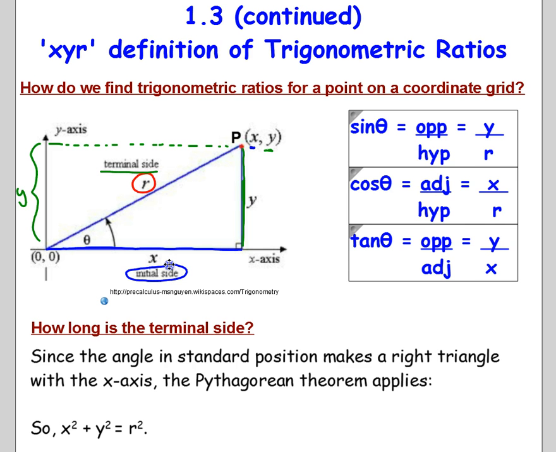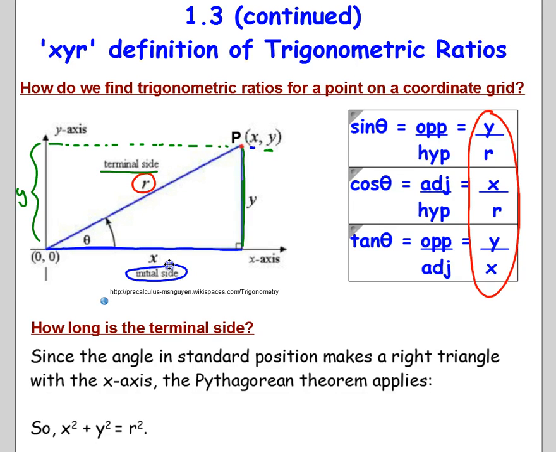Okay, so those are the primary trigonometric ratios that we're going to now be working with, and these new definitions here are going to be used anytime we want to calculate the trig ratio for a point on a coordinate grid, or if we find ourselves working outside of the first quadrant. And as we'll see in the next page of our handout, how this will be applicable for obtuse angles.